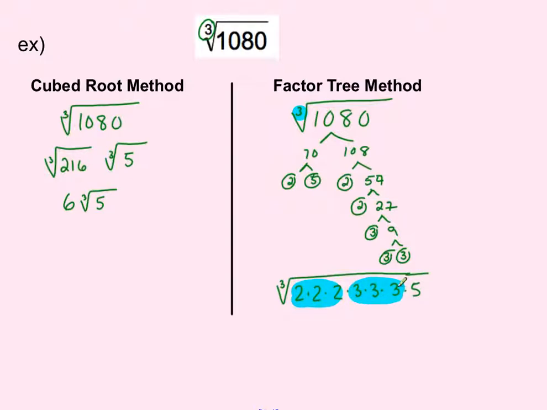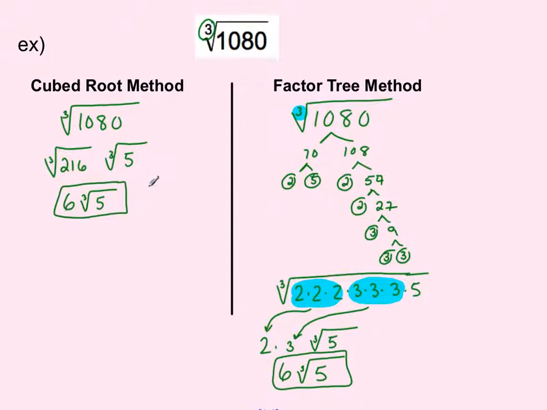There's that. So let's go back to our pen. So one group of 2's comes out. One group of 3's comes out, and that poor 5 gets stuck underneath the cube root by himself. So this is 6 times the cube root of 5. Again, final answer. Make sure you have that little 3 as your index, otherwise your answer is wrong.